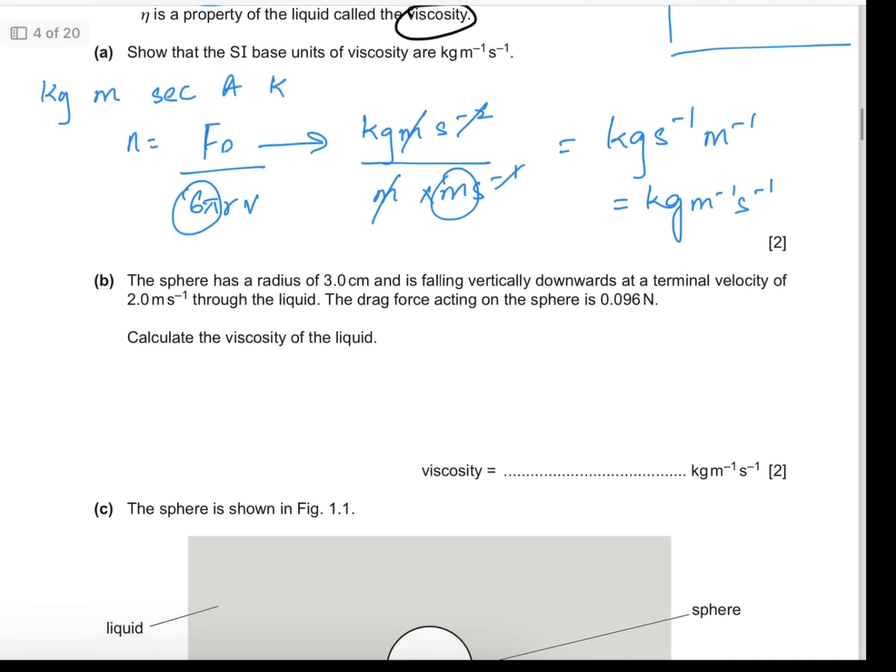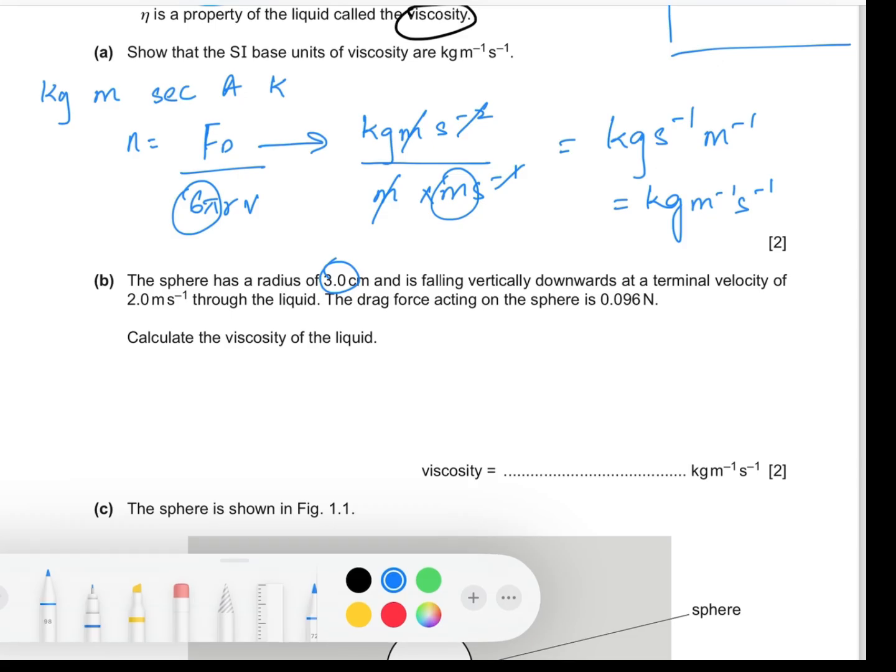The sphere has a radius of 3 centimeter. You probably need to convert this into meter for calculation purpose. And it's falling vertically downwards at a terminal velocity of 2 meters per second. So terminal velocity means the velocity of the sphere is going to be constant, and the drag force acting on the sphere is 0.096 Newton. Calculate the viscosity of the liquid, just a 2-mark answer.